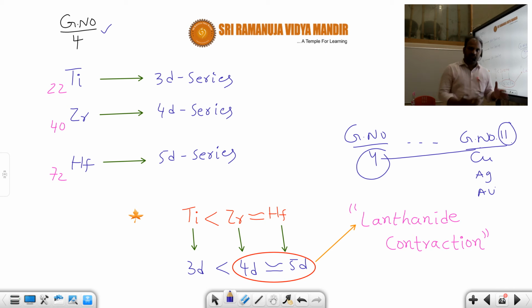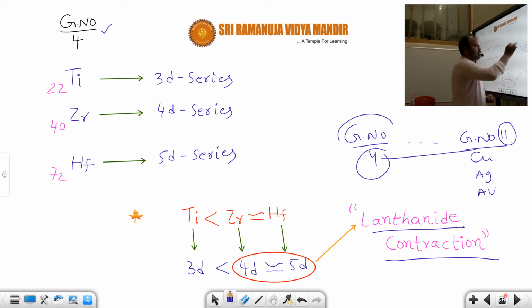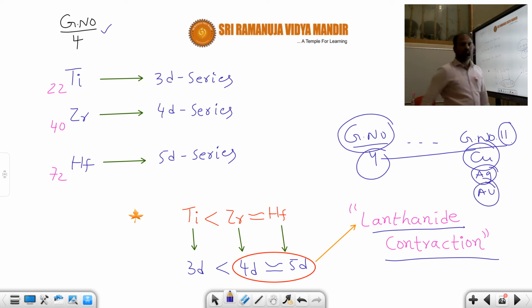I hope you are very clear. Where have you seen this lanthanide contraction? From group number 4, titanium, zirconium, hafnium, from top to bottom. Compared with the 3D series, the 4D series has a larger atomic radius, but the 4D and 5D series both have a similar atomic radius due to lanthanide contraction. We can observe this contraction from group number 4 to group number 11. Have you caught my point, students?